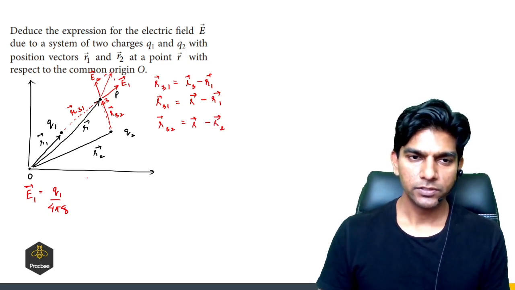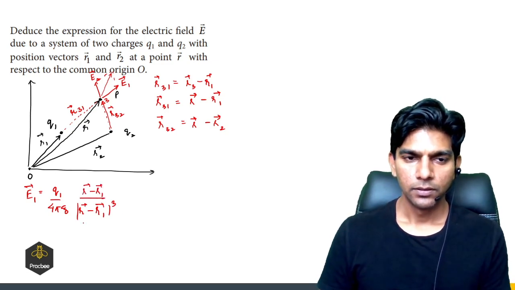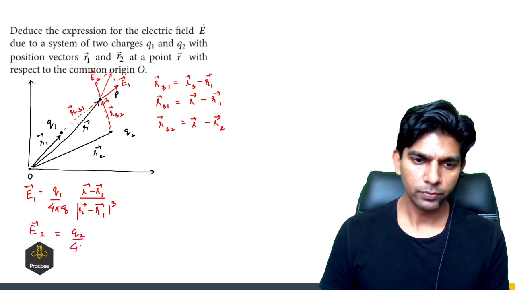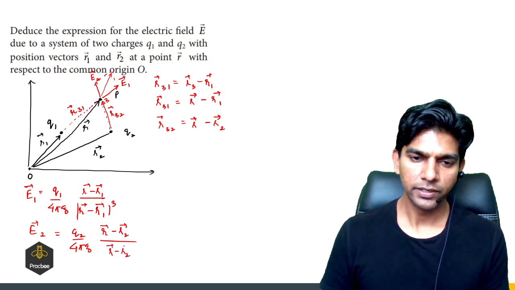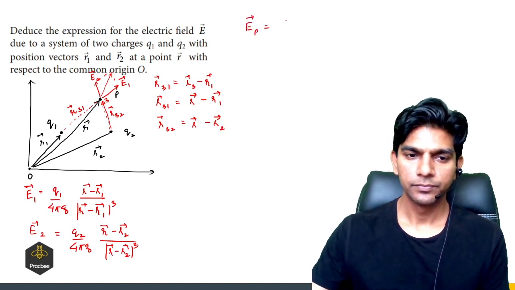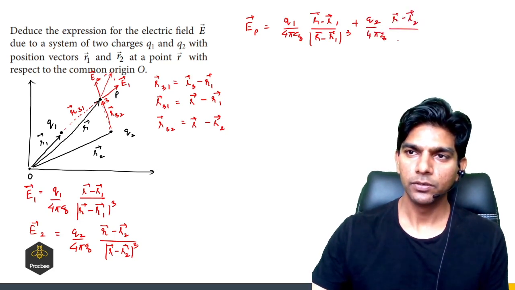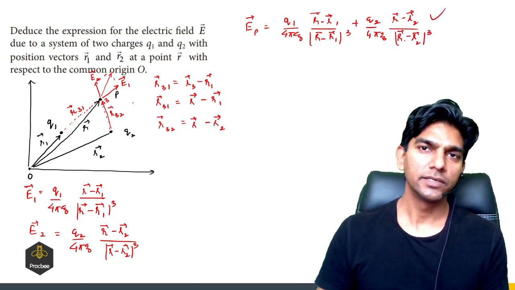So I can write the electric field due to the first charge as Q1 upon 4 pi epsilon naught, times the vector r minus r1 divided by the magnitude of r minus r1 cubed. Similarly, the electric field due to the second charge will be Q2 upon 4 pi epsilon naught times the vector r minus r2 divided by the magnitude of r minus r2, cubed. If I add these two electric fields, the field at P will be Q1 by 4 pi epsilon naught times (r minus r1) divided by |r minus r1| cubed, plus Q2 upon 4 pi epsilon naught times (r minus r2) upon |r minus r2| cubed. So that is the answer to this question.